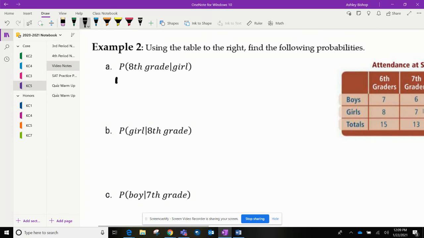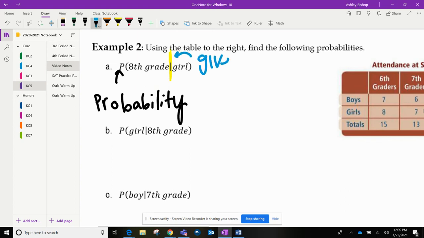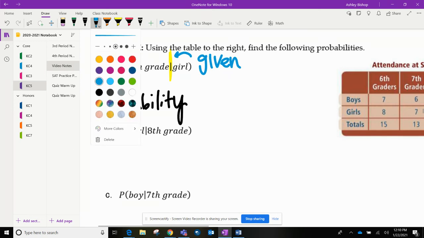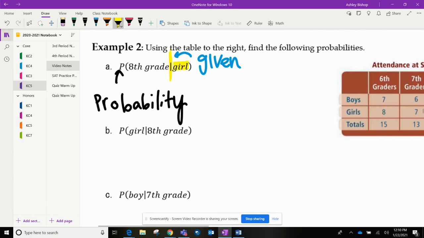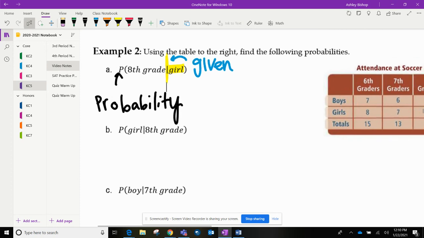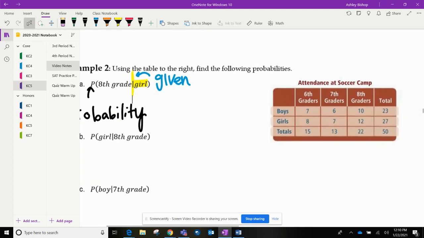This P right here means probability. So what's the probability of an 8th grader? And then this line right here going up and down, that means given. So you need to write yourself a note that means given. That is so important. So it's just like what we just did. And then the word that comes after this line is the given. So my given here, the thing that needs to be met, my condition that needs to happen before, is that they are a girl.